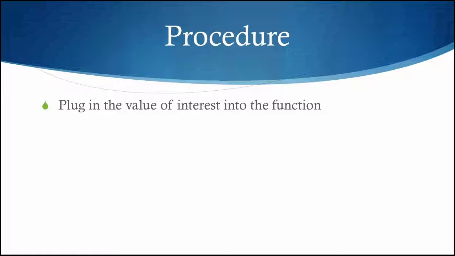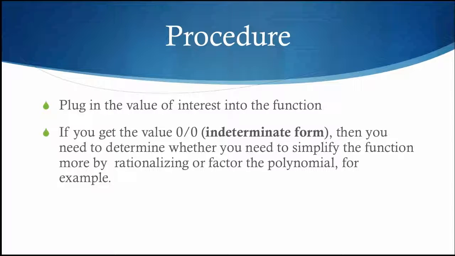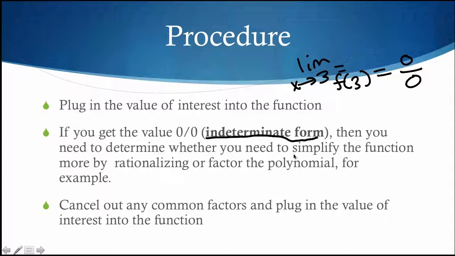Okay, so the procedure in general for computing the limits, just plug in the value of interest into the function. So if you're going to do limit as x approaches c, or let's say 3, of f of x, try doing f of 3. Okay, and then see what you get. Now let's say you plug in f of 3 when you do the limit as x approaches 3, and let's say you get 0 over 0. This is known as an indeterminate form. Why is it indeterminate, you may ask?